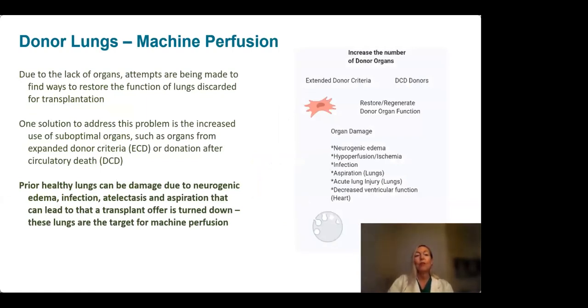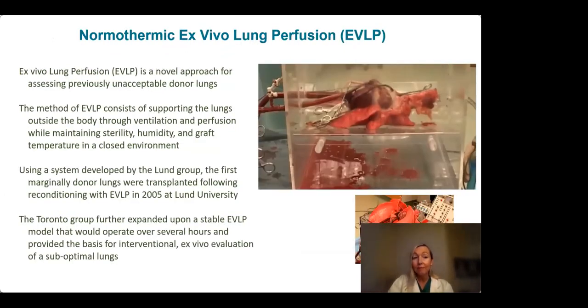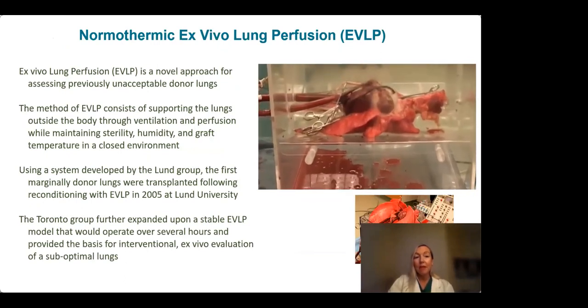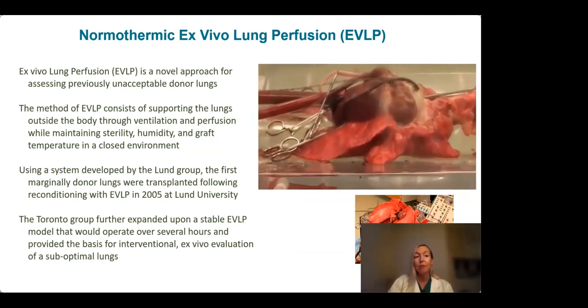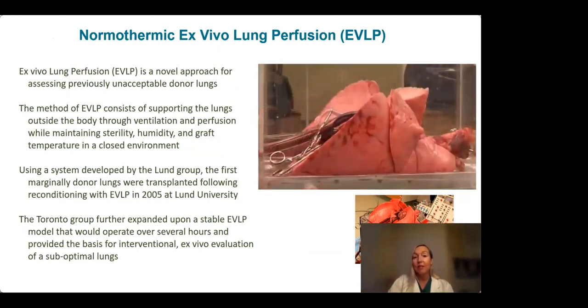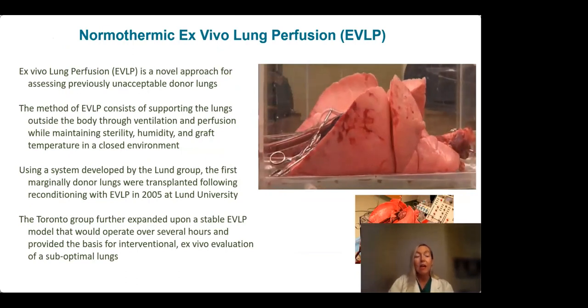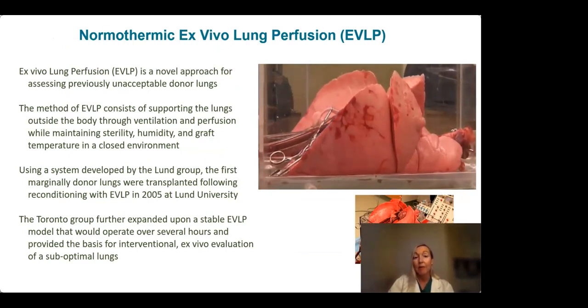Due to organ shortage, attempts are being made to find ways to restore function in lungs discarded for transplantation. Previously healthy donor lungs can be damaged in the donor. They could be damaged due to infection, neurogenic edema, gastric aspiration and ischemia. The method of EVLP, as you all know, consists of supporting the lungs outside the body through ventilation and perfusion while maintaining sterility, humidity, and graft temperature in a closed environment. We use the system that was developed here in the Lund group.